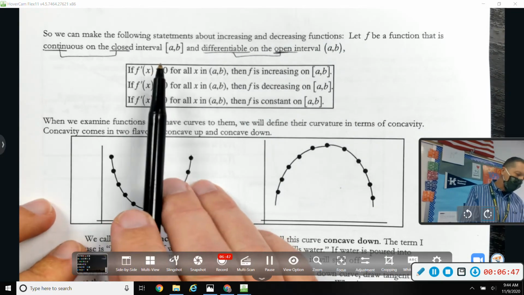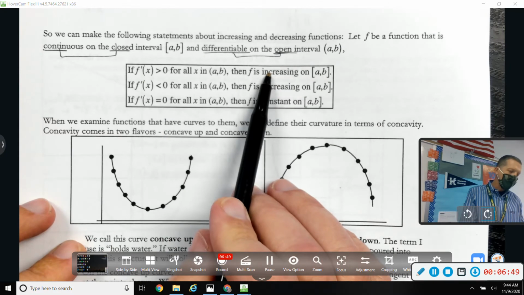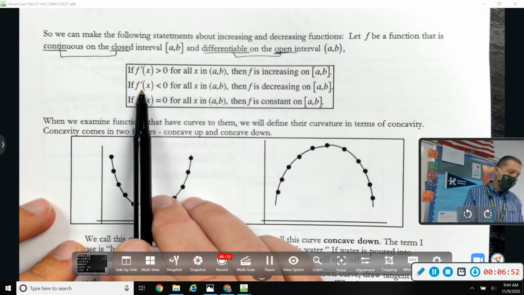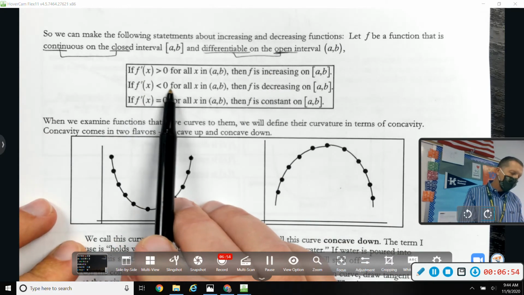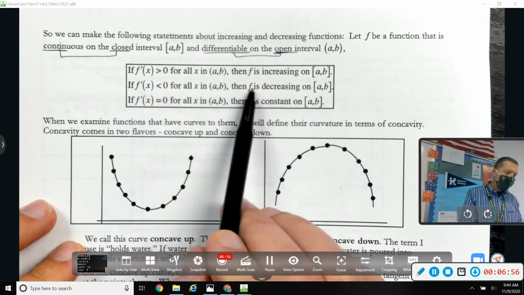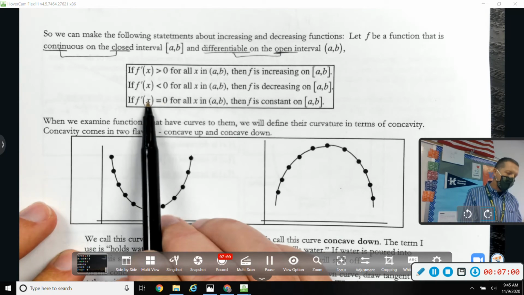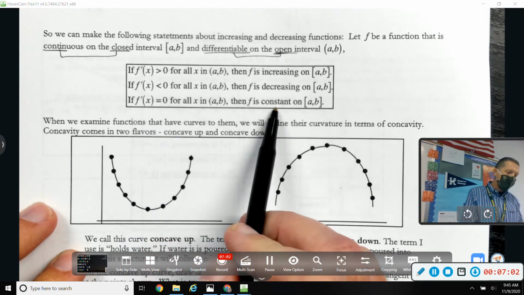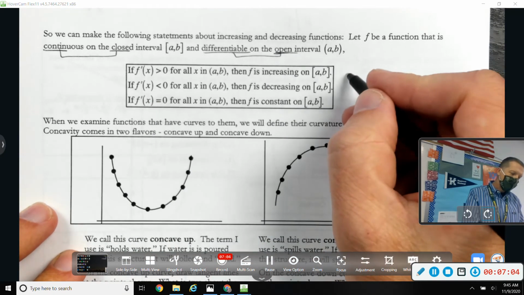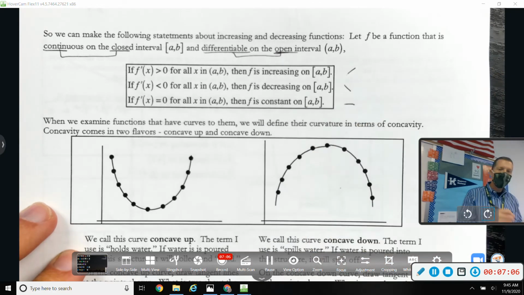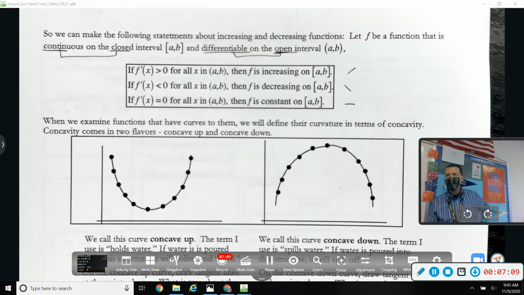If f prime is greater than 0, then f is increasing. We know that. If f prime is less than 0, that means the slope is negative, then f is decreasing. If f prime is 0, then f is constant. So increasing, decreasing, constant. We're good with that. That was partially what was tested on the last test.